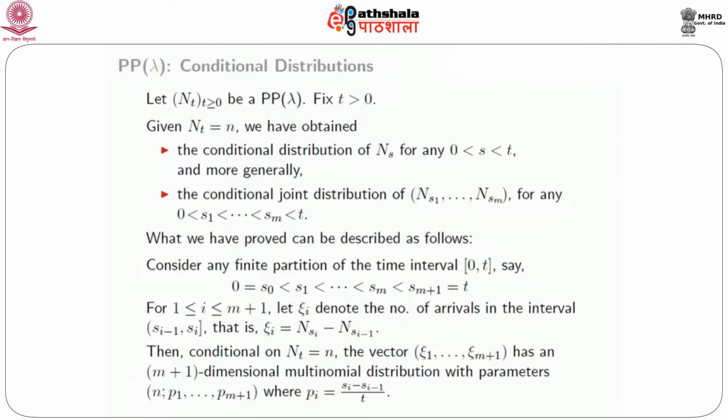So what we have proved can be equivalently stated by saying that conditional on Nt equal to n, if we look at this (m+1)-dimensional vector, X1, X2, ..., X(m+1), then that (m+1)-dimensional vector has a multinomial distribution with parameters n and p1, p2, ..., p(m+1), where pi is (si minus s(i-1)) by t. Everything that we have obtained can be described through this.